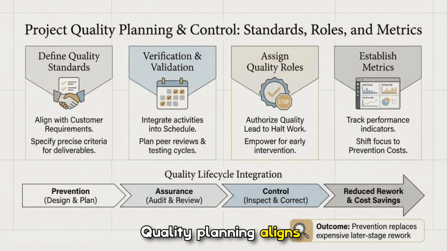Quality planning aligns standards with customer requirements and sets measurable acceptance criteria. Integrate verification and validation activities into the schedule. Authorize a quality lead to halt work for early intervention, and track metrics that shift focus toward prevention. The life cycle from prevention to assurance and control reduces rework and delivers cost savings.